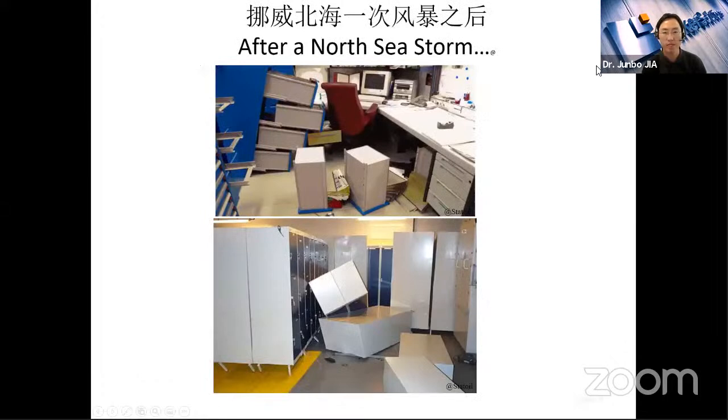If you see this picture, you may wonder what the cause of this is. It looks like it's after an earthquake, and some buildings have collapsed, and some dropped objects have fallen to the ground. Actually, I can tell you this is not due to an earthquake. It's due to a North Sea storm that occurred some years back.